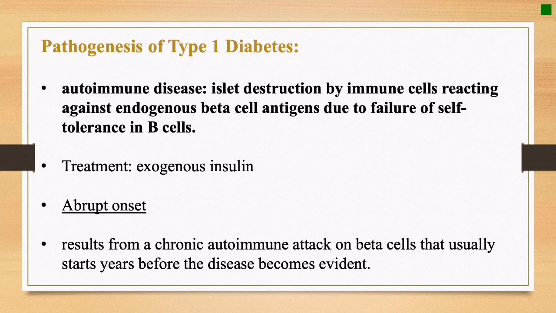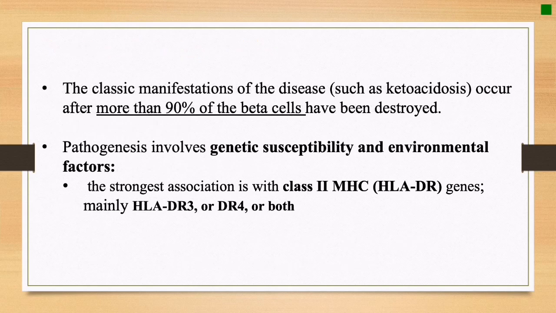Although the clinical onset of type 1 diabetes is abrupt, by which I mean sudden, it results from a chronic autoimmune attack on beta cells that usually starts years before the disease becomes evident. The classic manifestations of the disease, such as ketoacidosis, happen late in the course, after more than 90% of the beta cells have been destroyed.